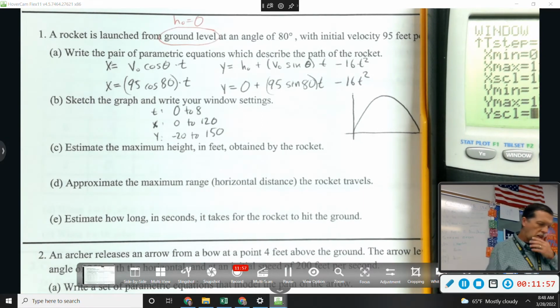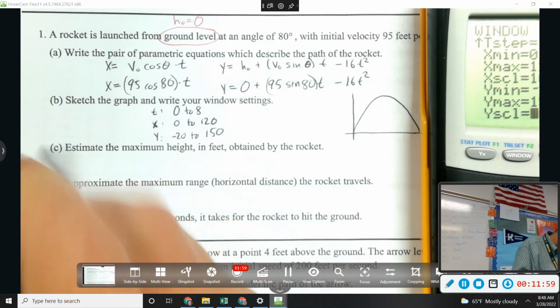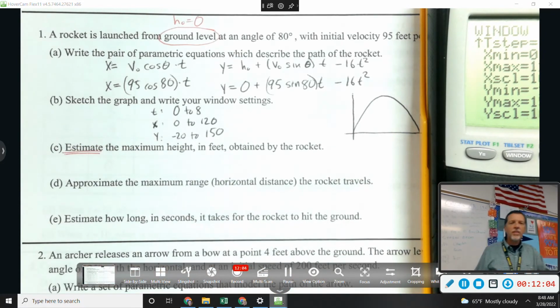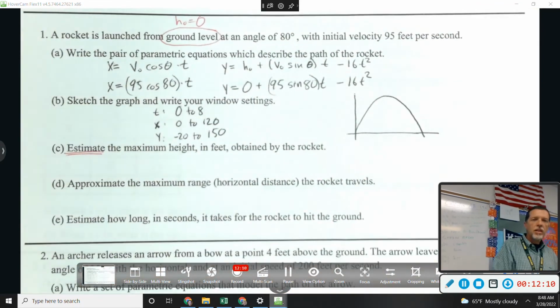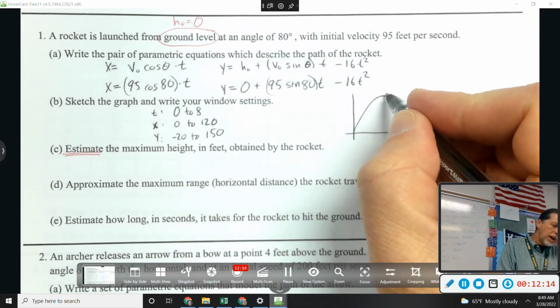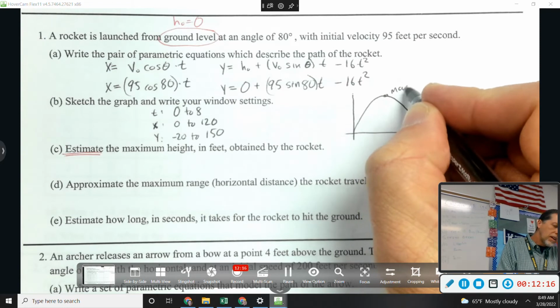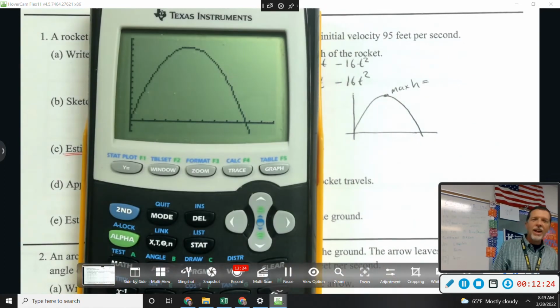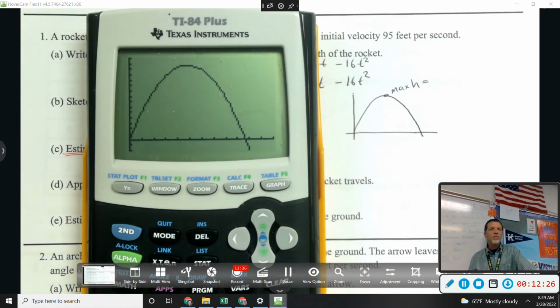Problem C. Estimate. What a great word. It means we don't have to be precise. Estimate the maximum height in feet obtained by the rocket. 150, I'm guessing it's 135, 120. Well, the maximum height would be right there. Now, I don't want to estimate it so much that it's like, oh, 135-ish. What's a way to estimate and get a decent value?